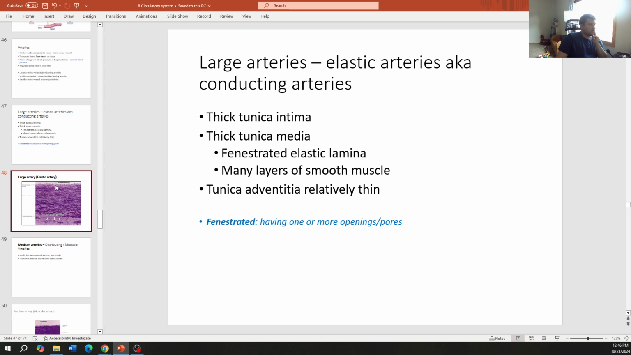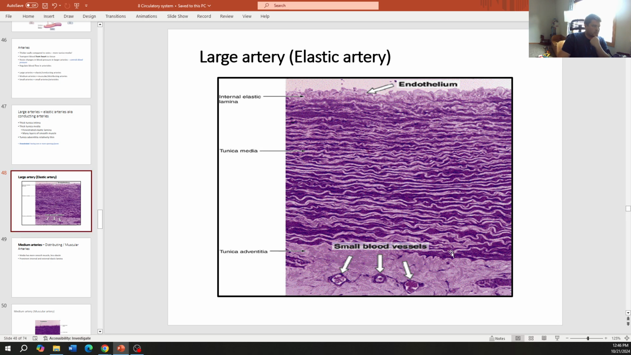Here's what our large artery, this is an elastic artery. This is what it looks like. So that massive tunica media layer, thinner tunica adventitia, and then a thin endothelium.